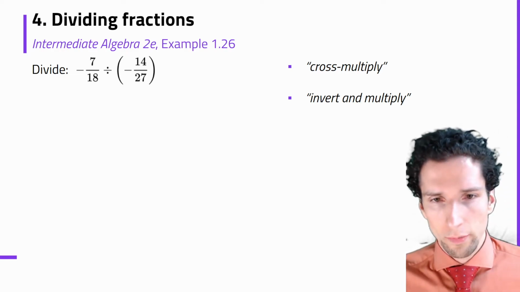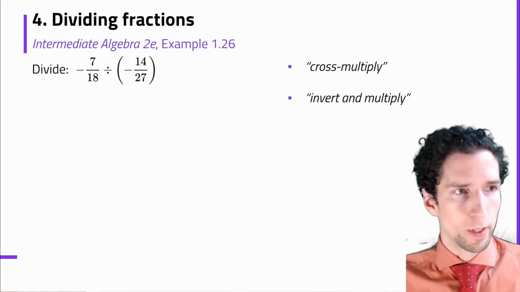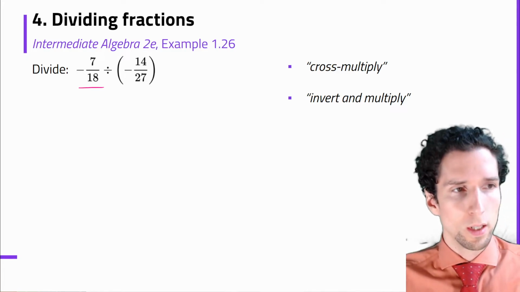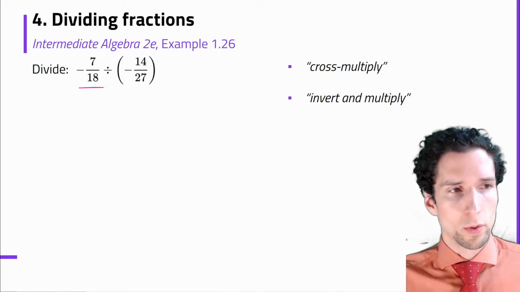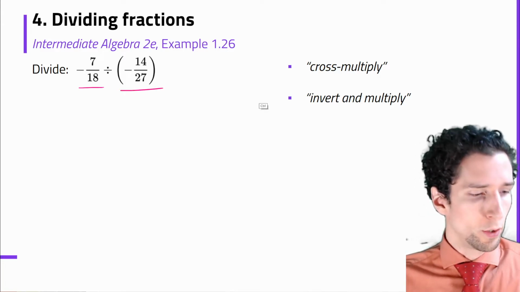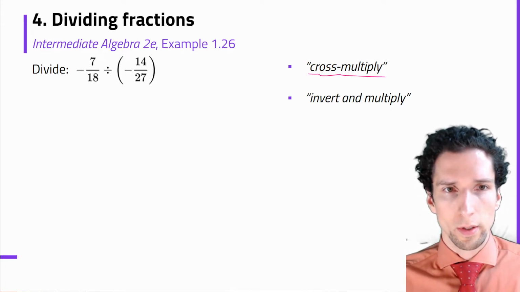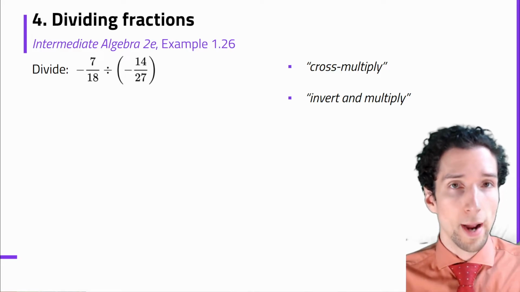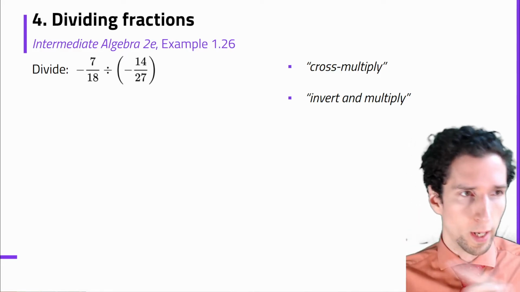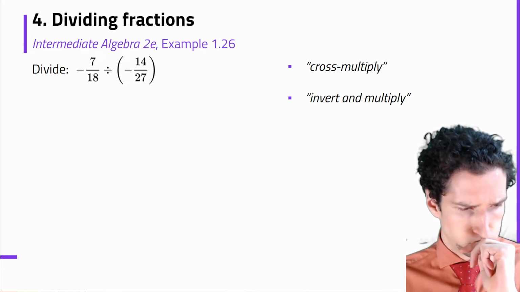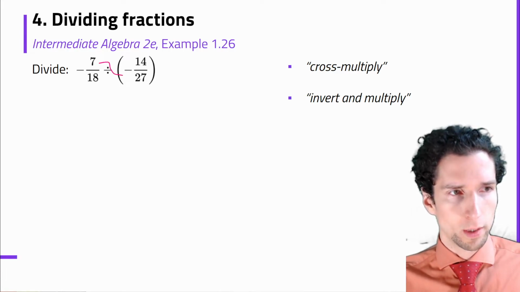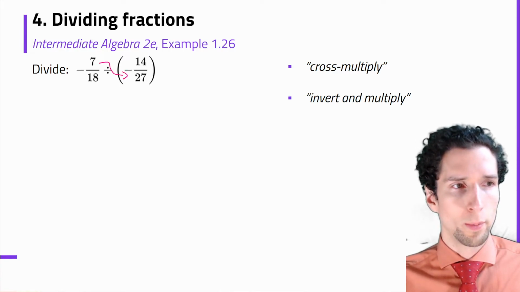So if we are dividing fractions, it's very similar to what we just did. So here, negative 7 over 18 divided by negative 14 over 27. Two ways that this is usually talked about or taught in English. So cross multiply. Instead of with multiplying fractions, we multiply just across, the two top ones together, two bottom ones together. For dividing, we kind of cross multiply, take the top one on one side and multiply by the bottom one on the other, and then the bottom one on the first one, top on the other.